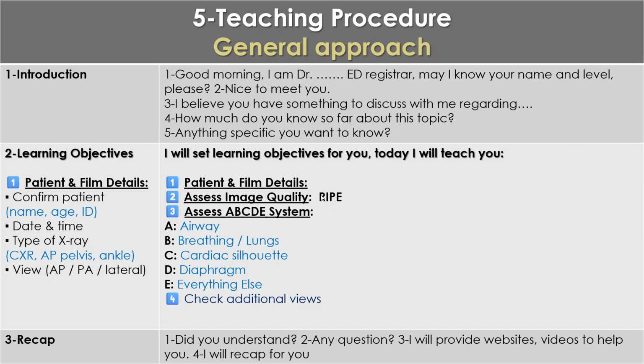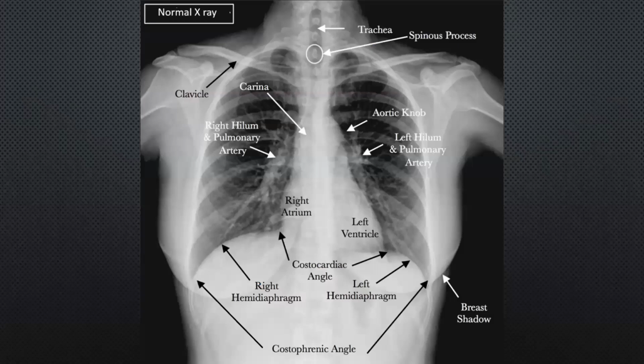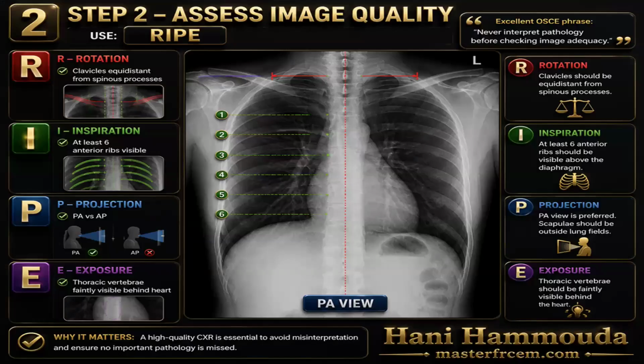RIBE, R-I-B-E. R for what? Rotation. You are checking is the X-ray centralized or rotated. For example, if you are taking a picture of your face, you will understand if you are centralized or looking to the right or looking to the left, right? So how to know it's rotated or centralized? Check the clavicles. The clavicle here and the clavicle here.